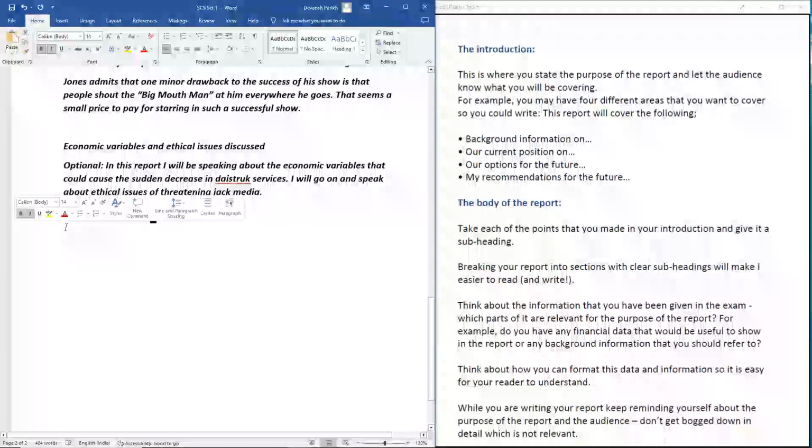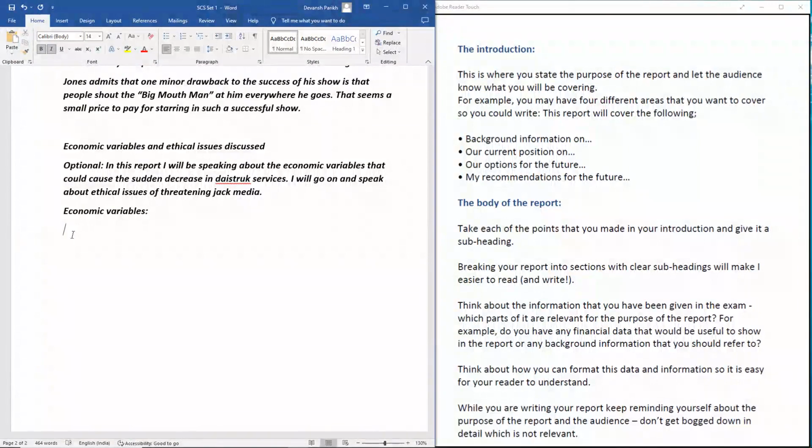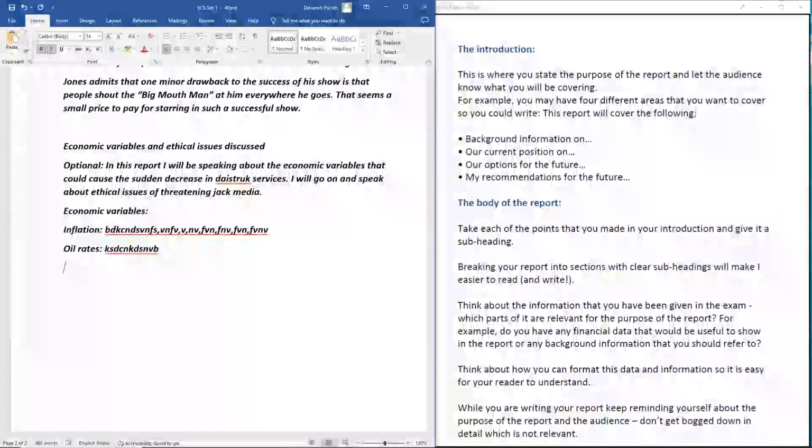So you gave your subheading, and under it, can you tell me one economic variable? Everyone, can you tell me one relevant economic variable? Very good. Everybody's given me inflation. Remember, you have to explain how inflation will affect our demand. You can write oil rates, unemployment rates, whatever you want to write. Your explanation you will do. Interest rates.